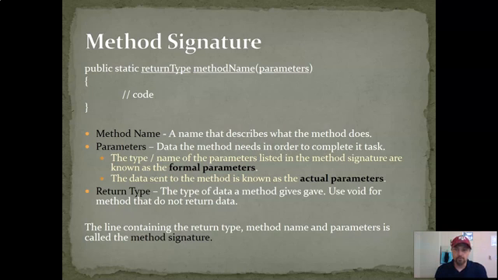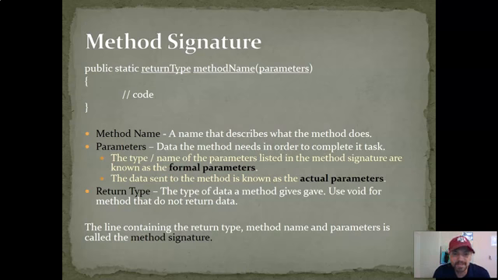And it will include the method name, a name that describes what your method does. Parameters, data your method needs in order to complete its task. The type and name of the parameters listed in the method signature is known as the formal parameters. You're listing off what type of data you want and what you're going to call that data when it gets there. The values you send to the method are the actual parameters.